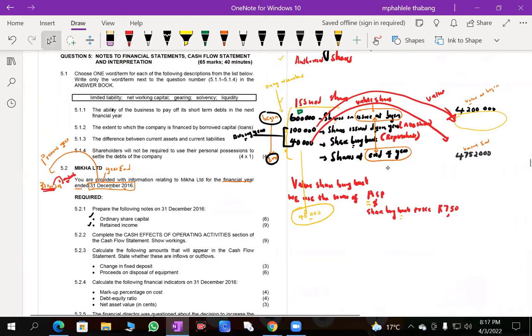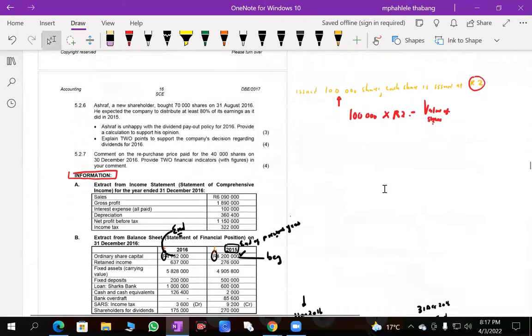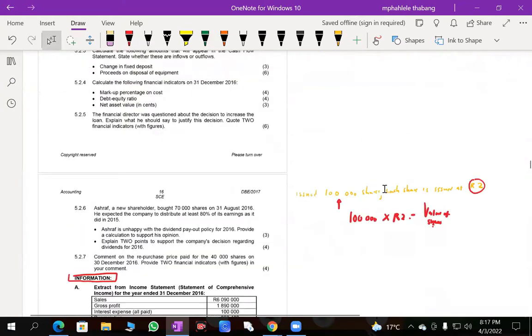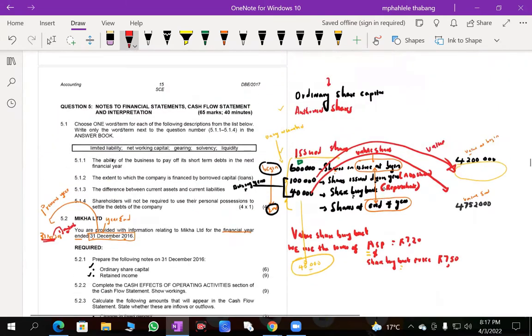What is the average share price? It was clearly stated that the average share price is 7.20. So now, which price are you going to use to value these 40,000 shares? Which one do you use? I said use the lower of the two. Whichever is the lower, you are going to use it. So which one is the lower between 7.20 and 7.50?